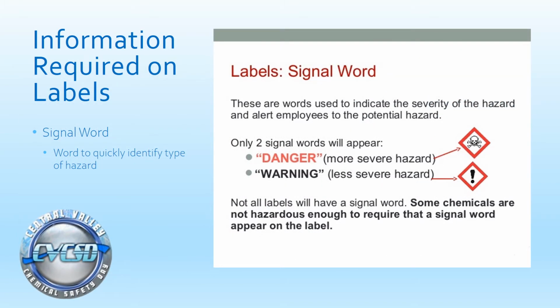As indicated on the previous slide, information required on labels requires a signal word. These are words used to indicate the severity of the hazard and alert employees to the potential hazard. Only two signal words will appear. It will be either danger, which is a very severe hazard, or warning, which is a less severe hazard.